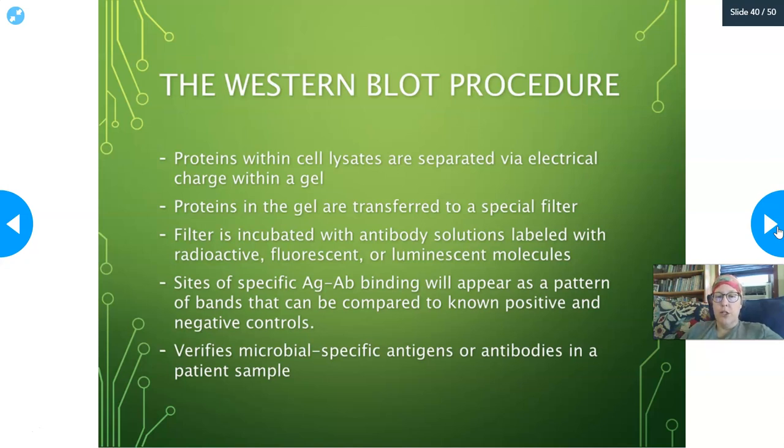The proteins that are in the gel are then transferred to a special filter. That filter is incubated with antibody solutions that are labeled with either radioactive, fluorescent, or luminescent molecules.